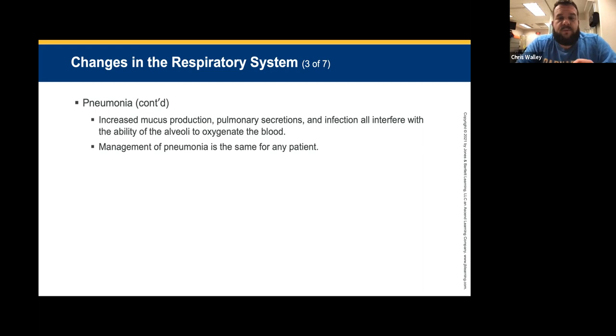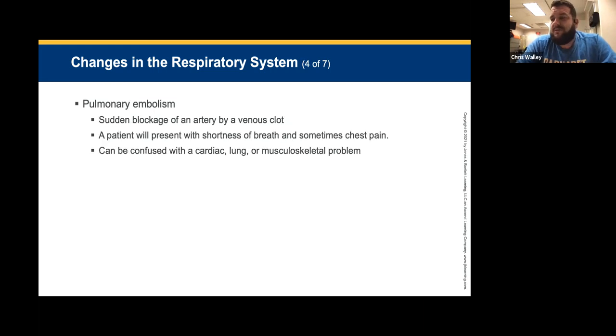All right. So pulmonary embolism, also referred to as a PE. A PE is a sudden blockage of an artery by venous clots. A patient with a PE will present with shortness of breath and some chest pains, and you can confuse it with a cardiac, a lung, or musculoskeletal problem. Be very detailed when you assess these, even though they complain of cardiac related problems.